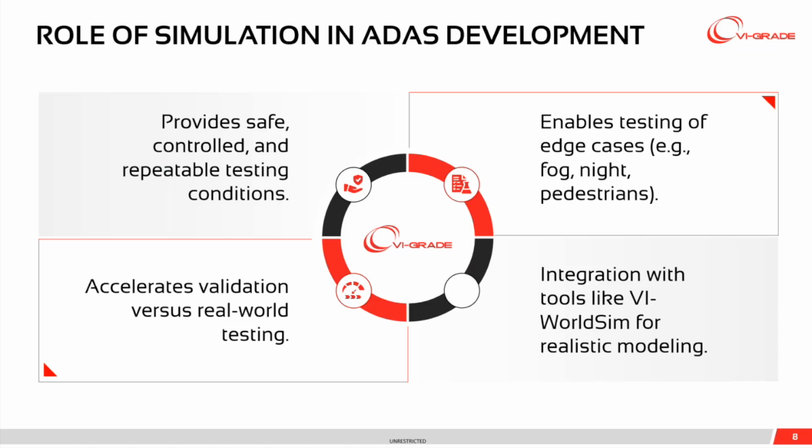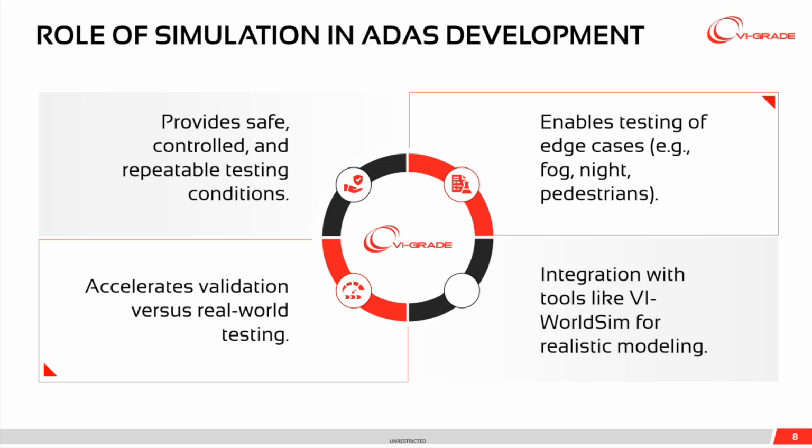So where does simulation fit within ADAS development? Like I said earlier, simulation provides safe, controlled and reliable testing conditions. I'm not out there putting anyone at harm. I'm simulating very dangerous conditions, dogs jumping out from behind vehicles, pedestrians, other vehicles, where we don't actually damage property or individuals, and we can actually iterate on large numbers of scenarios without causing any harm. Obviously, we can do this at great speed, so it does accelerate your validation process. You can go through many iterations with many variations within simulation.